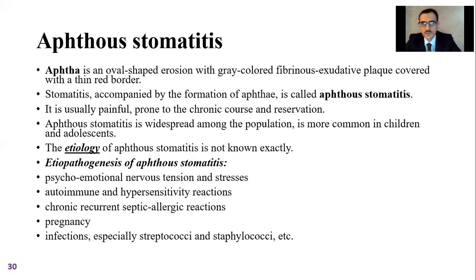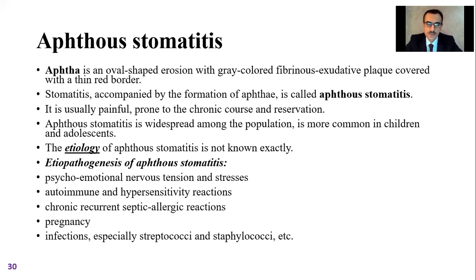Aphthous stomatitis. What means the aphthous? Aphthous is an oval-shaped erosion with gray-colored fibrinous exfoliative plaque covered with a thin red border. Stomatitis accompanied by the formation of aphthous is called aphthous stomatitis. It is usually painful, prone to the chronic course and recurrence. Aphthous stomatitis is widespread among the population, is more common in children and adolescents. The etiology of aphthous stomatitis is not known exactly.